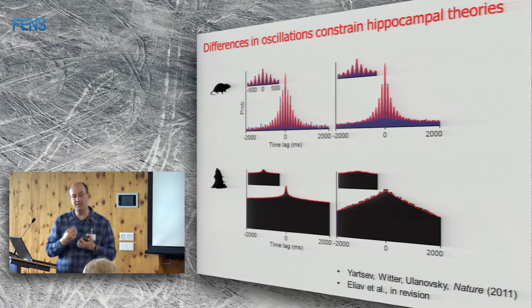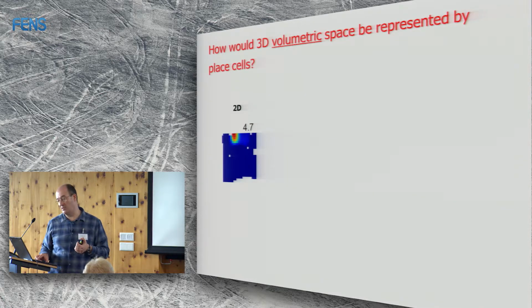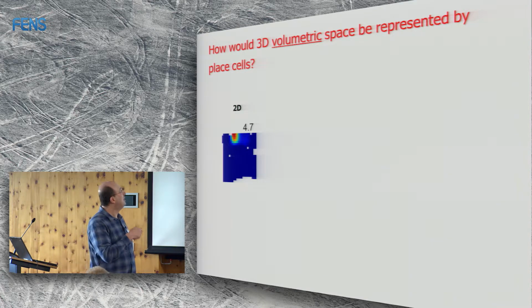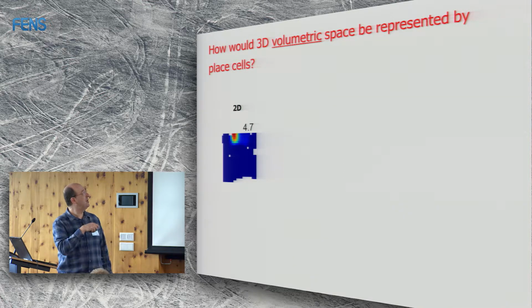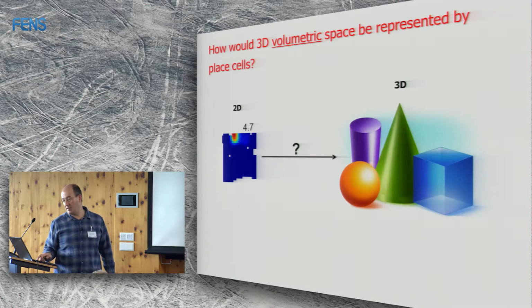So I think it's nice that it shows you the power of the comparative approach. You can really learn something general by using a different species. Let me move back to the issue of 3-dimensional space. So in 2D you have place fields that look like that. In 3D it can be anything. You can imagine anything you want.